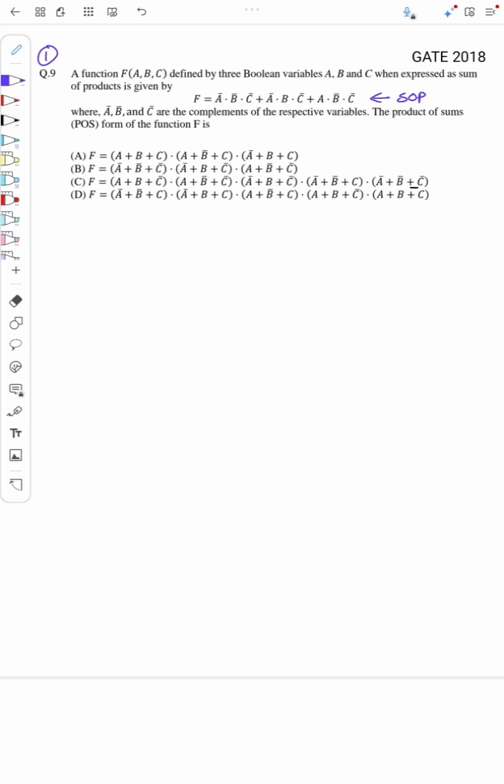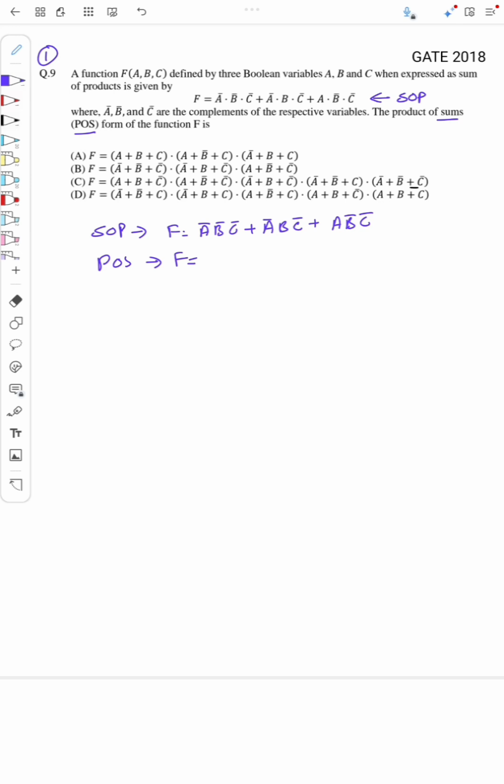The product of sums, POS form, of the function is, so given we have the SOP form, which is f equal to a bar b bar c bar plus a bar b c bar plus a b bar c bar. Okay, we need to find what is its POS form, that is product of sum. So how to find that? For that, here we know f is a function of three variables ABC.